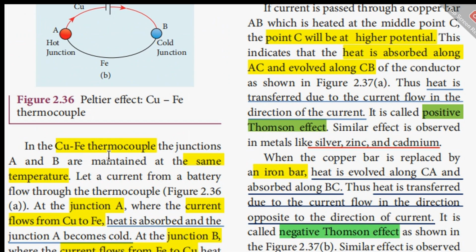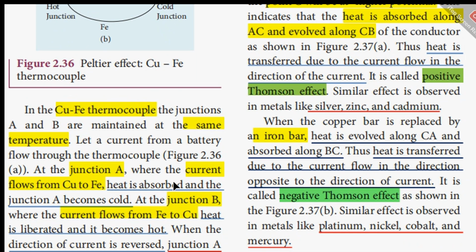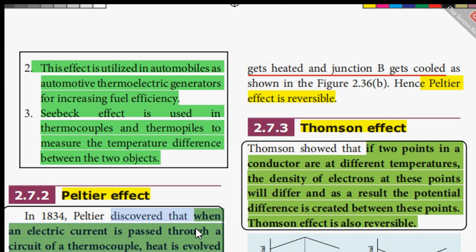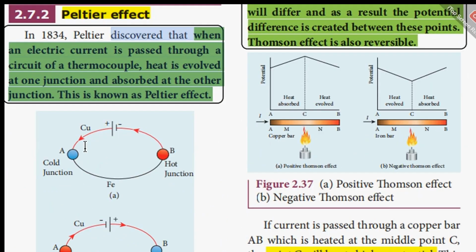So in the copper-iron thermocouple, the junctions A and B are maintained at the same temperature, but a current from a battery flows through the thermocouple. At the junction A, where the current flows from copper to iron, heat is absorbed and junction A becomes cold. And at the junction B, where the current flows from iron to copper, heat is liberated and it becomes hot. If the direction of current is reversed, junction A gets heated and junction B gets cooled, as shown in this diagram.